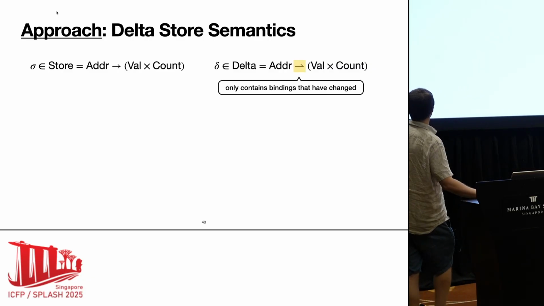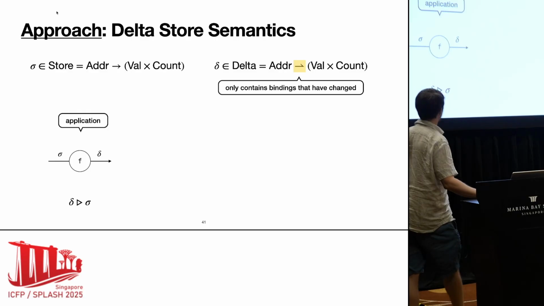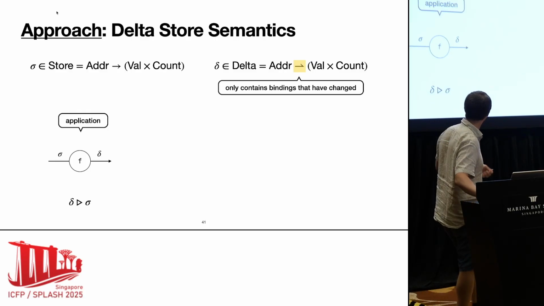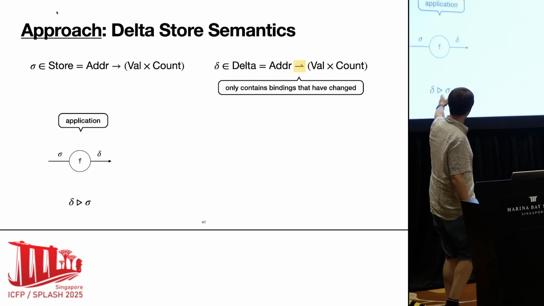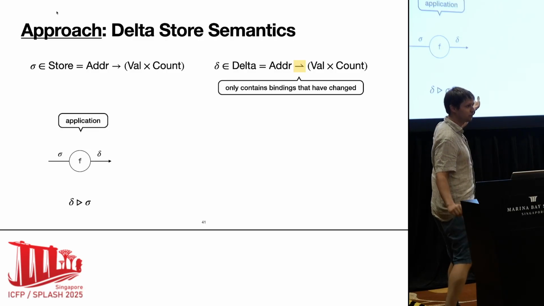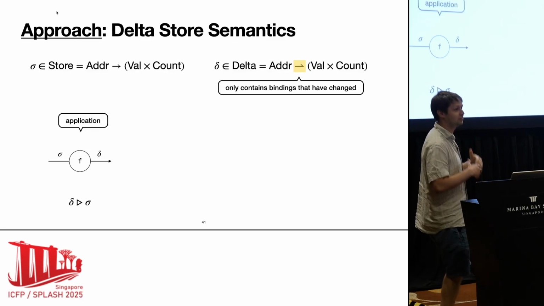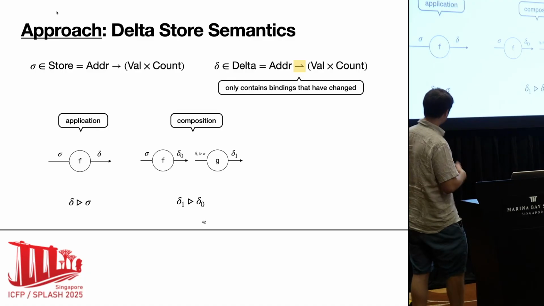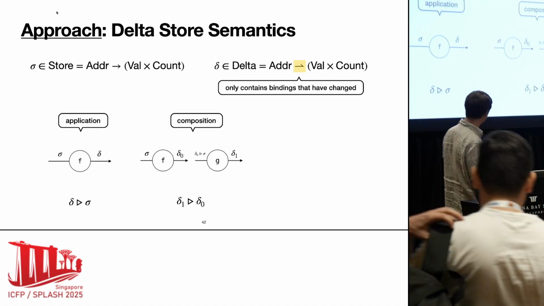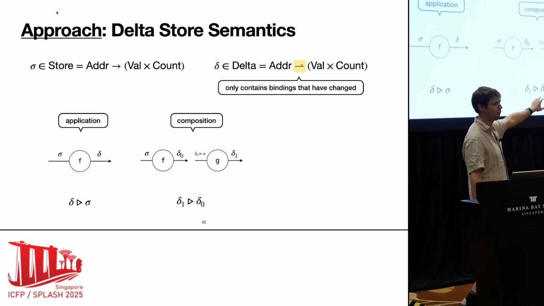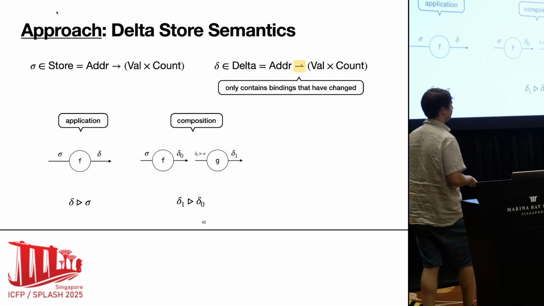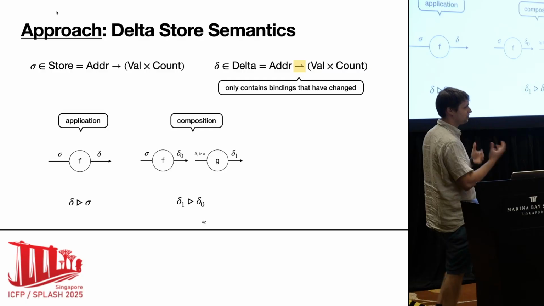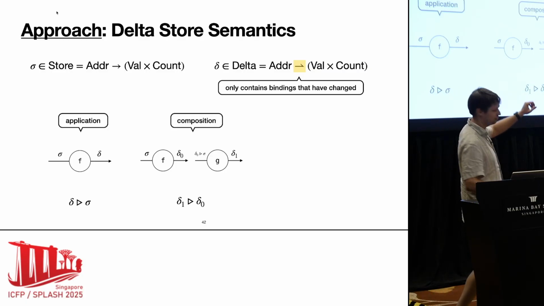Now, what can you do with delta stores? Well, first of all, you can apply them. If you have a computation that computes a certain delta, then you can apply the delta to the original store to reconstruct basically the updated store. Delta stores are also composable, which means that if you have a delta from one computation and a delta from the other, you can compose them into a single delta store, which captures the effects of doing one after the other.